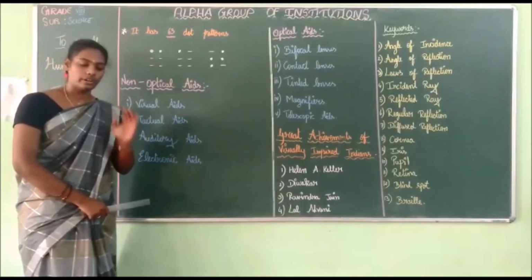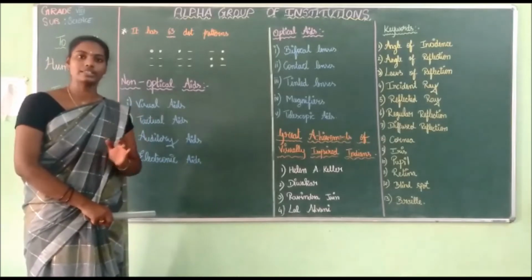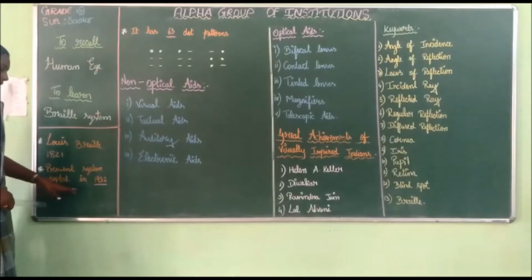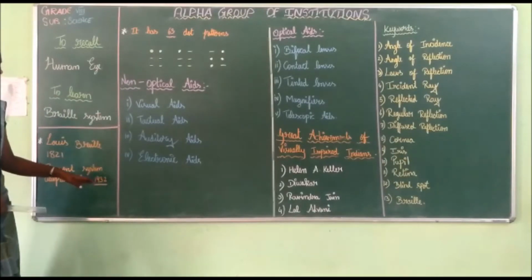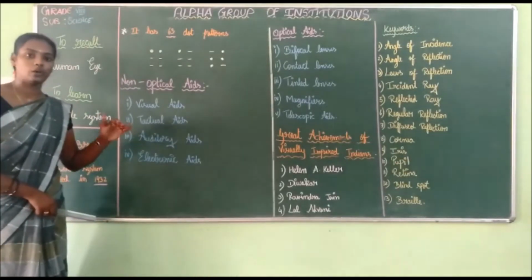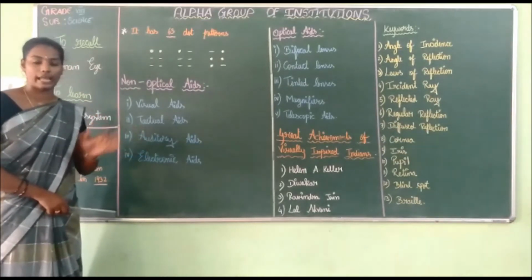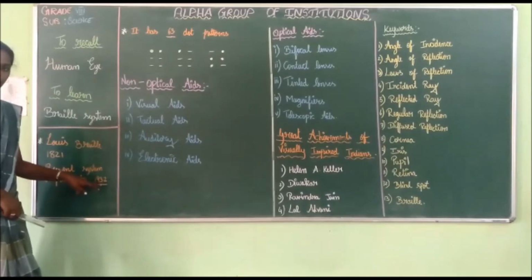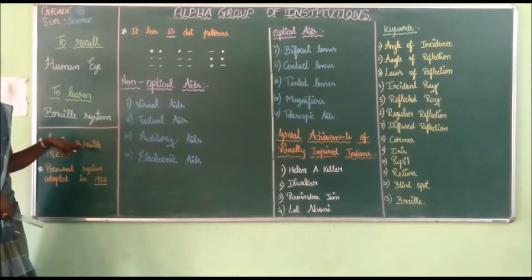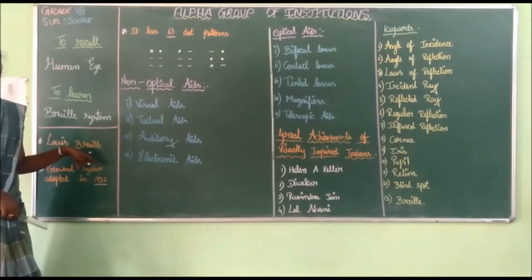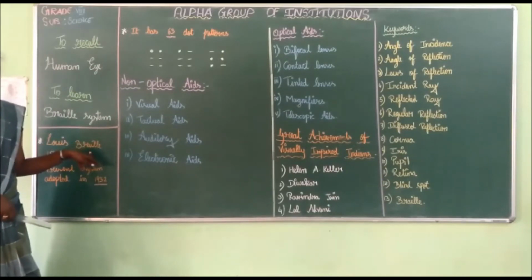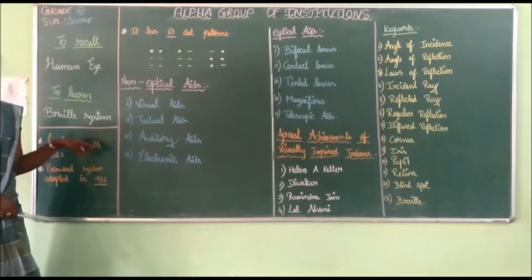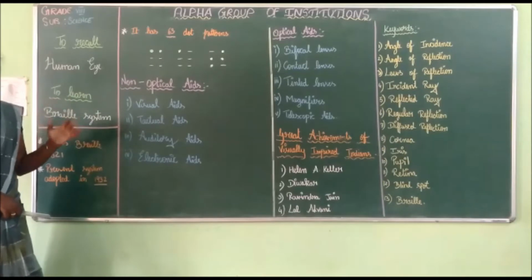So who introduced the Braille system? Louis Braille. The present system we are now following was adapted in the year 1932. This was also adapted by Louis Braille. He is a Frenchman. He himself was a blind person, but he wanted other blind persons to learn about the world. So he developed a system.